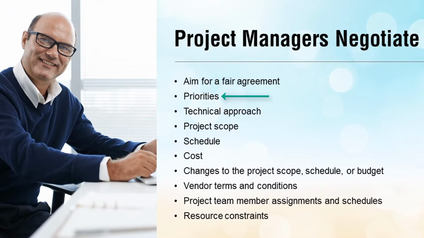Priorities. What are you negotiating against? What are you giving up and what are you gaining? And how does that affect the priorities of the project? What about the technical approach? So in an IT project, there are different gives and takes for technology. The project scope is where we do a lot of negotiating, that we only have so much time and so much money, so we have to give and take in the project scope. Same with the schedule and costs, that those all tie together with the project scope.